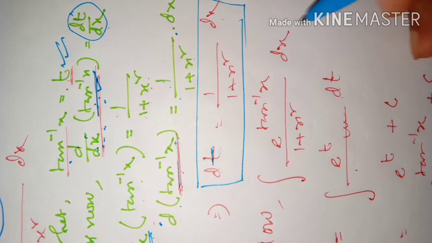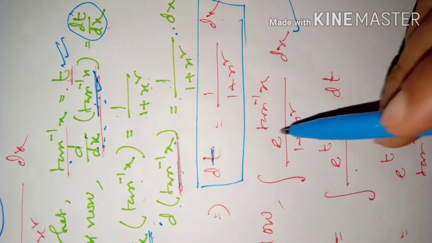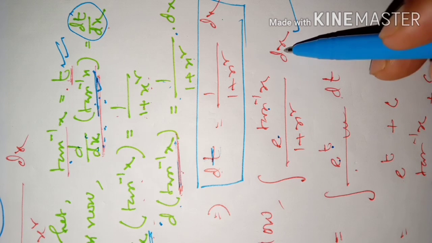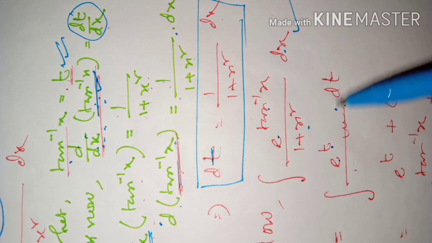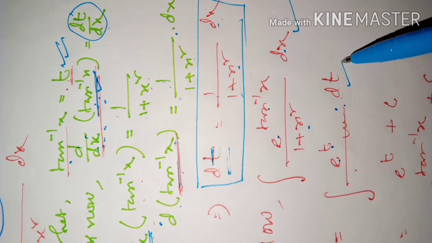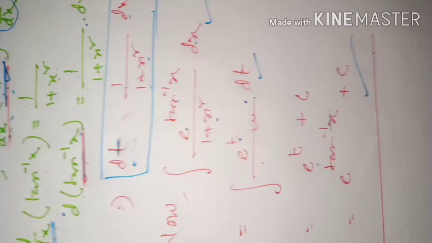Now I write the original problem. The original problem was this one, and in that e to the power of tan inverse x is e to the power of t now, and dx by 1 plus x square can be represented as dt. So we write here dt. Ultimately this is like this. Okay, dear students, this is the final answer.